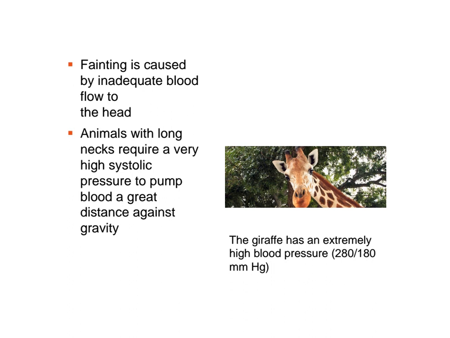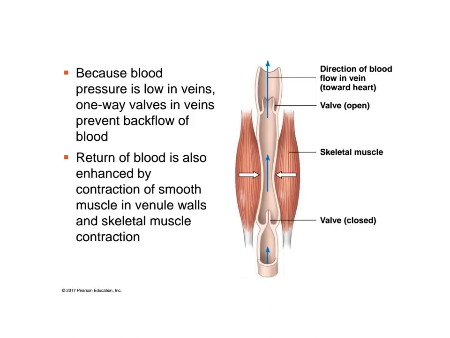Other animals have other unique problems that have to do with gravity and blood flow. So, for example, an animal with an extremely long neck would require a very high systolic blood pressure to pump blood against gravity up to the brain. So for this reason, the giraffe has an extremely high blood pressure, a systolic pressure of 280 and a diastolic pressure of 180 millimeters of mercury.